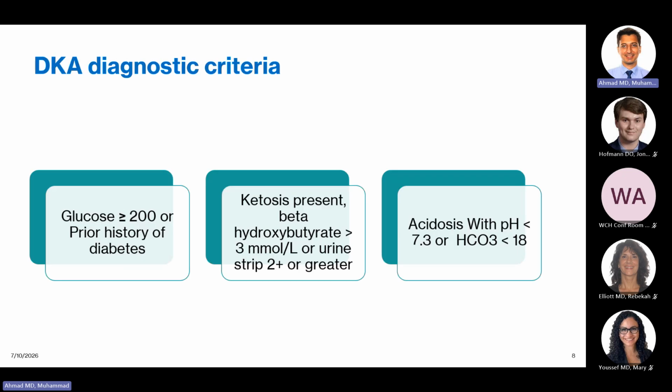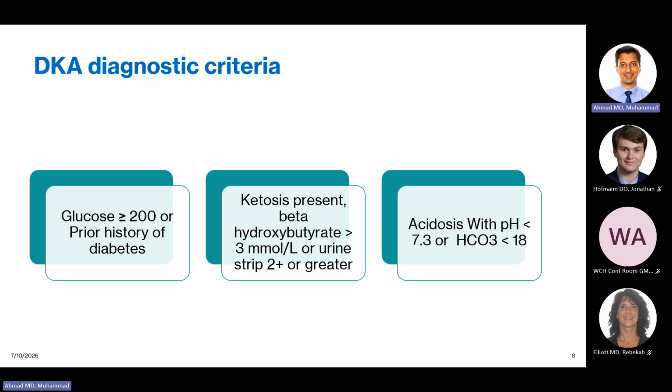So for diabetic ketoacidosis, the diagnostic criteria that we are using is from 2024 ADA. They say patient blood glucose should be 200 milligram per deciliter or more, and patient should have history of diabetes, because it is not necessary that it should always be more than 200. It can be less in euglycemic DKA. We will discuss more about euglycemic DKA as well.